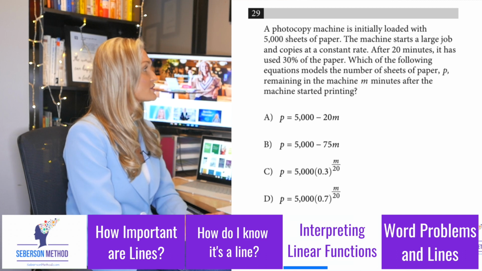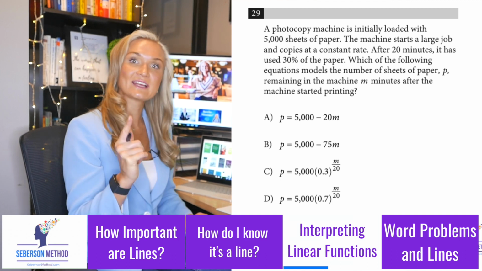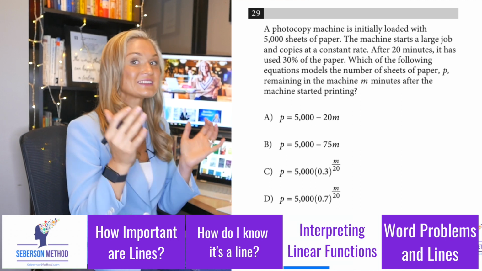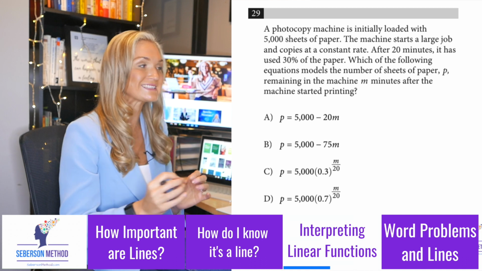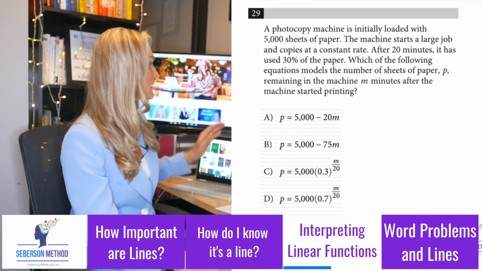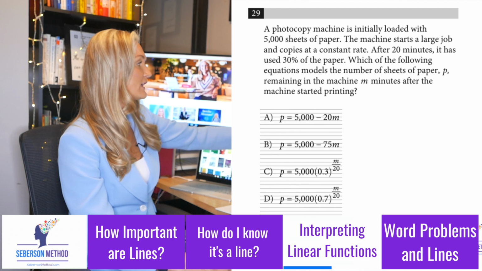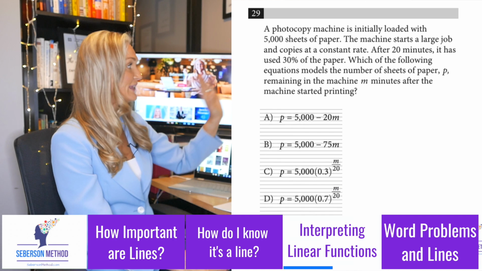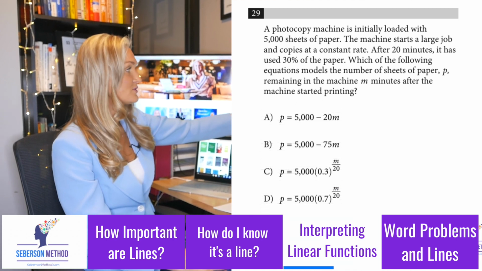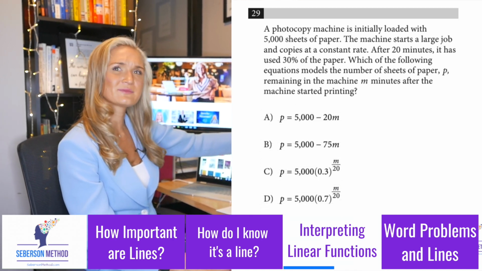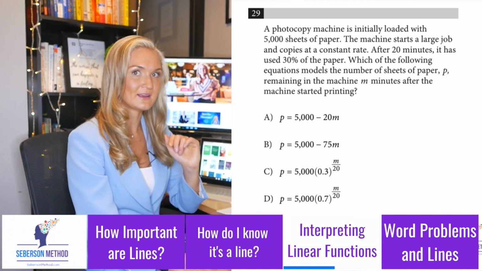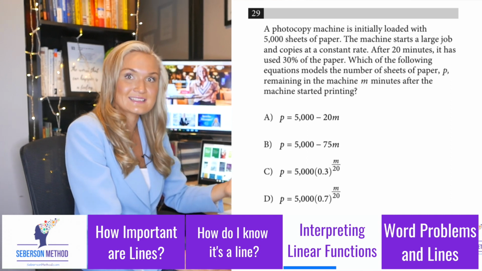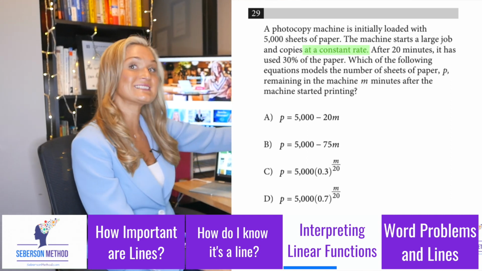The machine starts a large job of copies at a constant rate. At a constant rate is a verbal marker of the fact that what we're looking at is a linear function, a linear relationship. So if we do a vertical scan of our answer choices, you're going to see that only A and B are lines, although B comes first with 5,000 and then your slope, and C and D are exponential functions because they have exponents. Remember how we said if there are exponents, it's not a line. And the words at a constant rate tell us that we should be looking at a line. So C and D are immediately out.